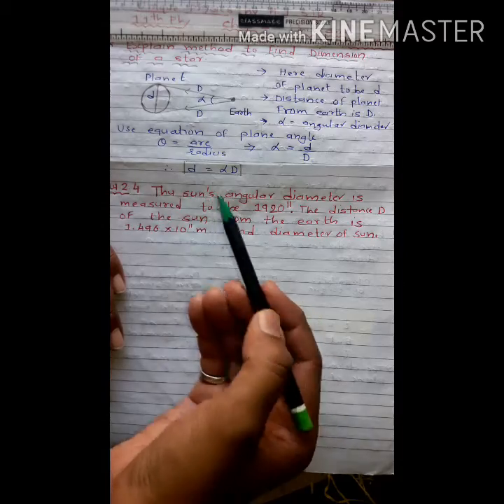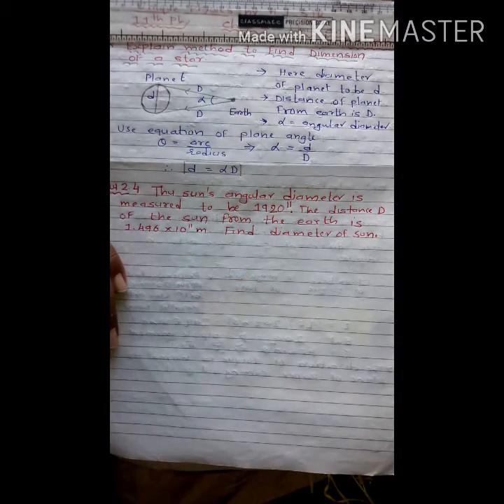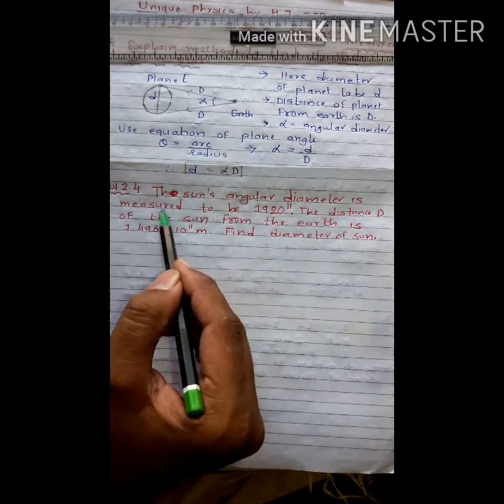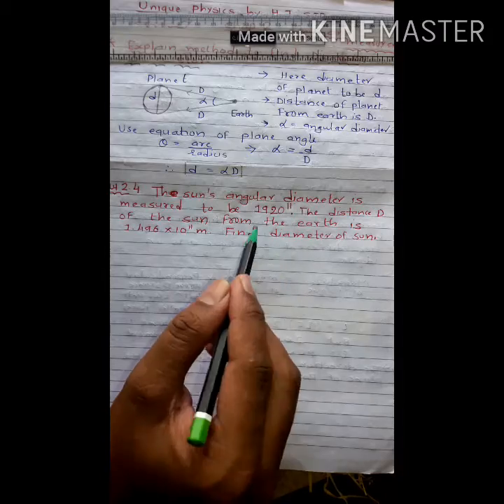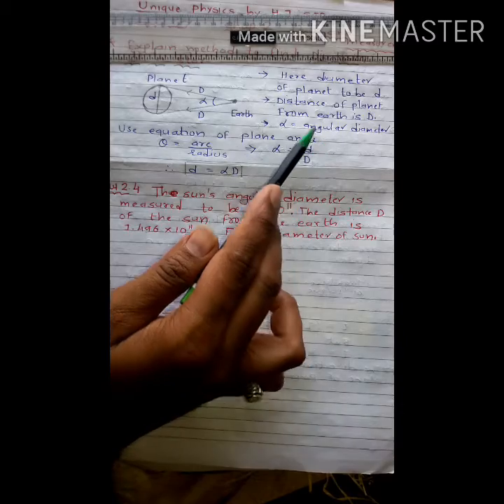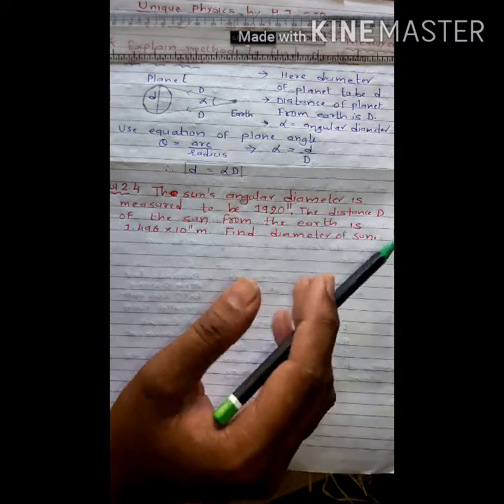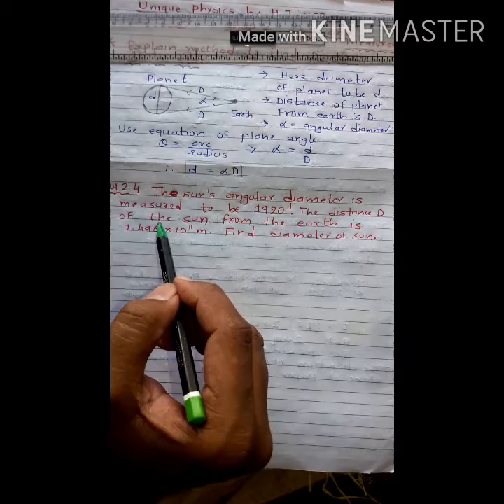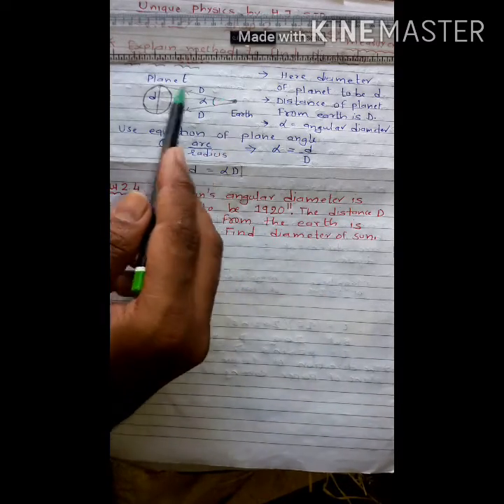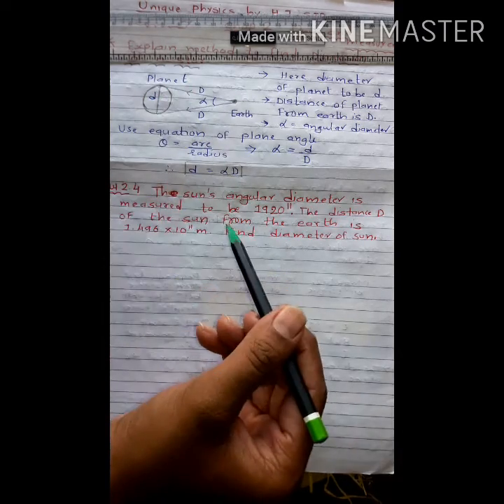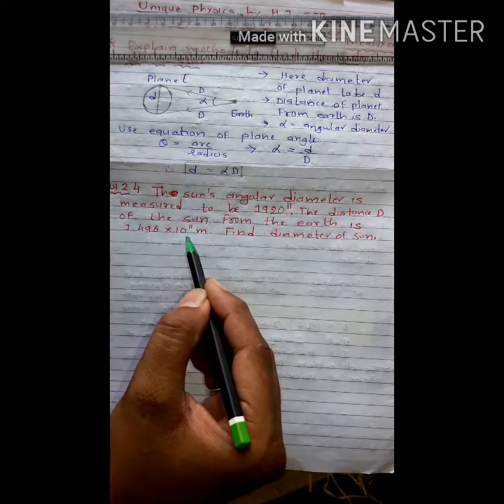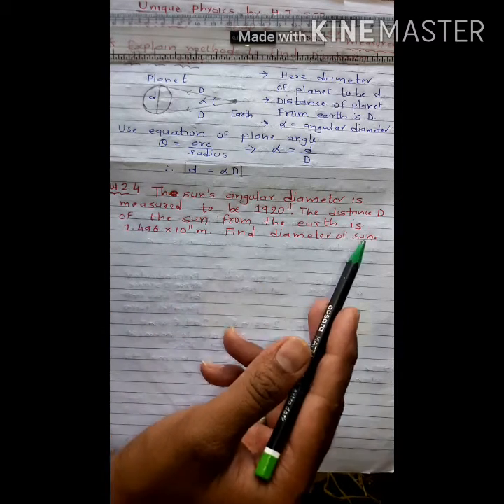Illustration number 2.4. The sun's angular diameter is measured to be 1920 seconds. The double dash represents seconds. So the angular diameter, the value of alpha, is given as 1920 seconds. The distance capital D of the sun from Earth is also given. Here we use the sun as a planet. So this distance capital D is given. It is equal to 1.496 into 10 raised to 11 meter. Find the diameter of the sun.